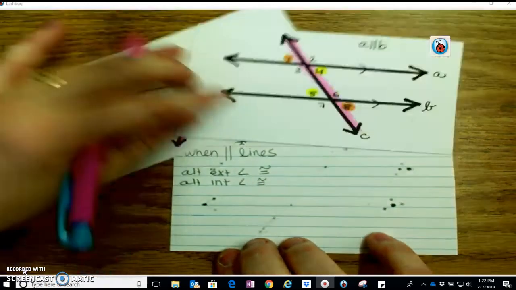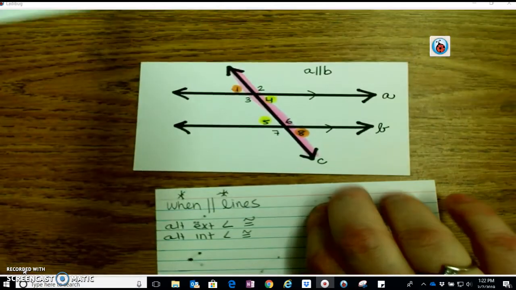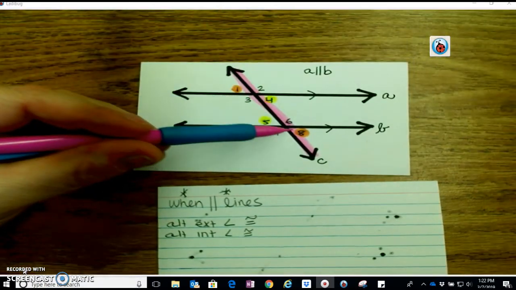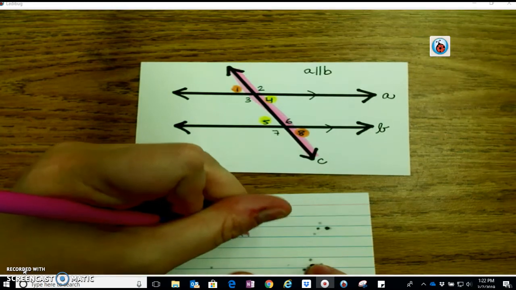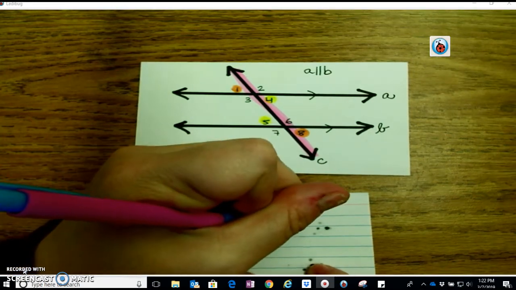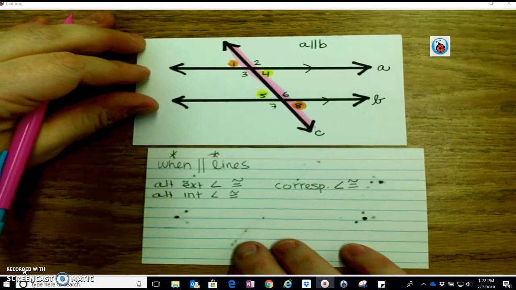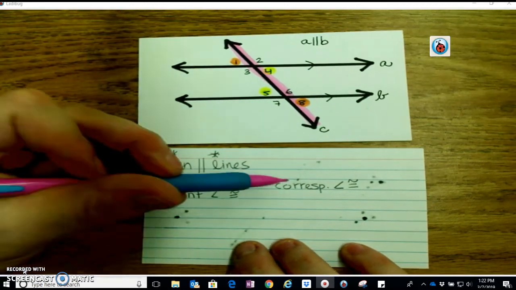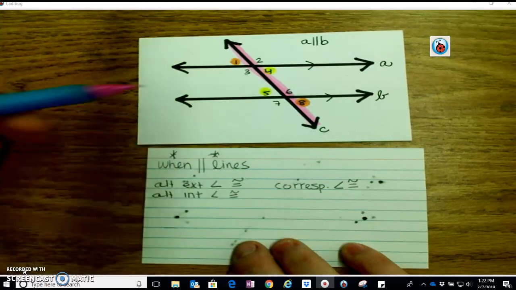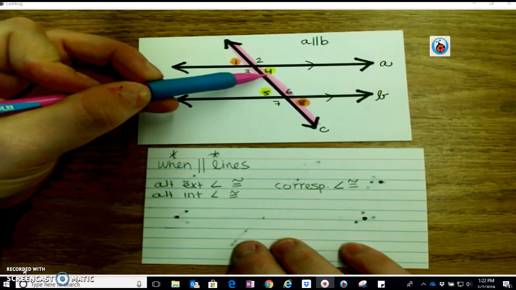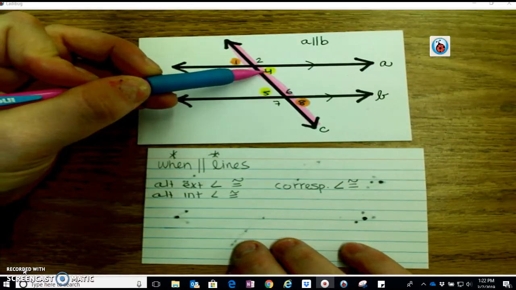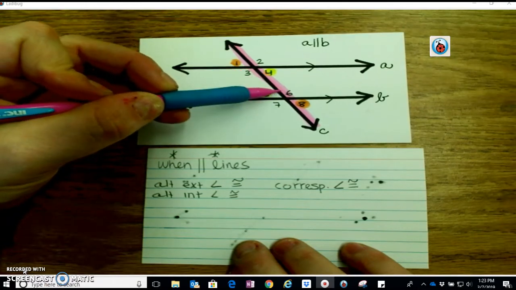Then we saw corresponding angles, like 4 and 8. Well, corresponding angles, they also were congruent to each other. Right? So those are our special names. Now, there's also another relationship here, and we could figure that out. Look at that relationship between 4 and 6.